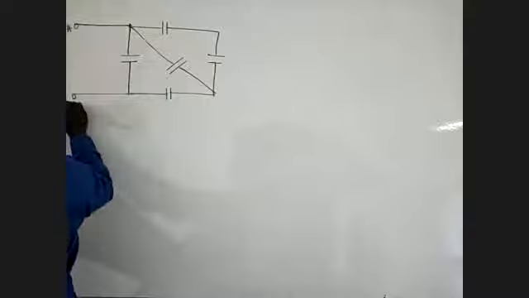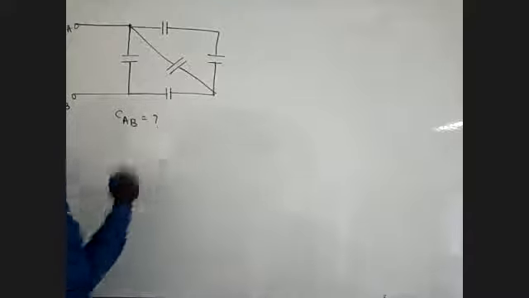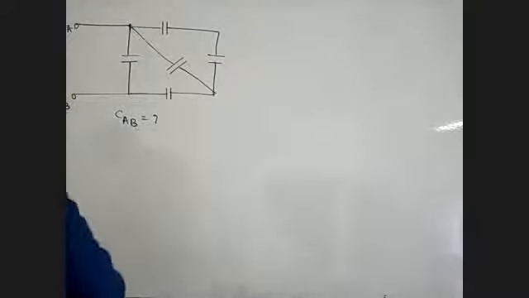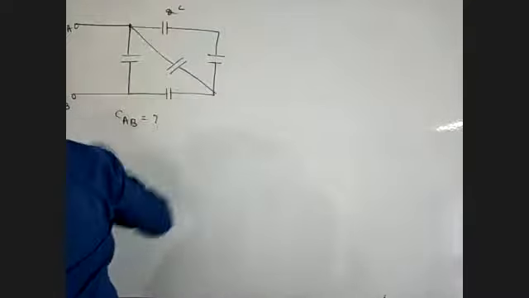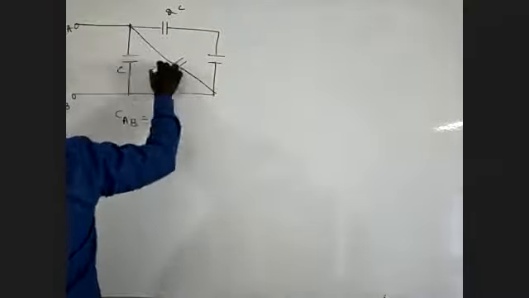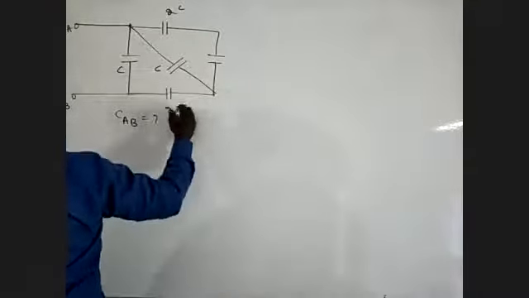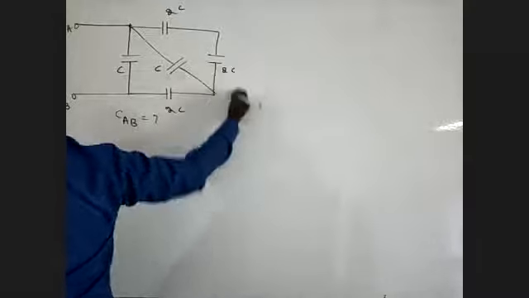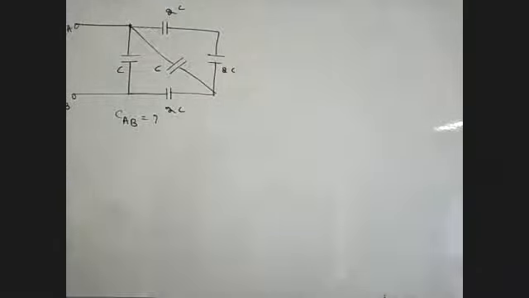A point, B point. So what is the CAB value? The value is 2C. This is C value, this is also C value, and this is 2C value. This is the given circuit. Let's find the answer for this.